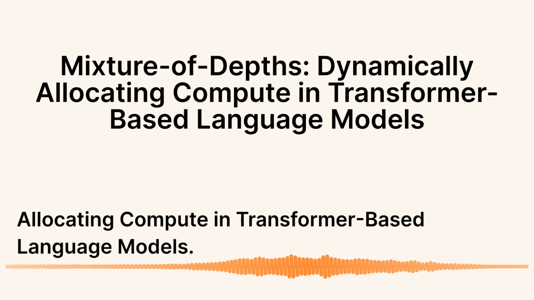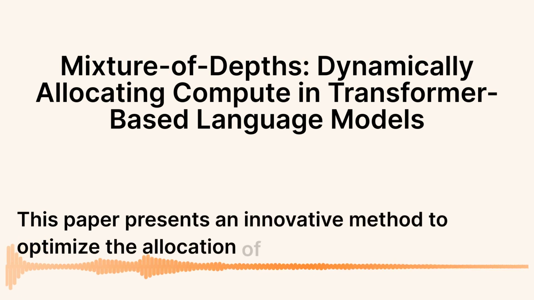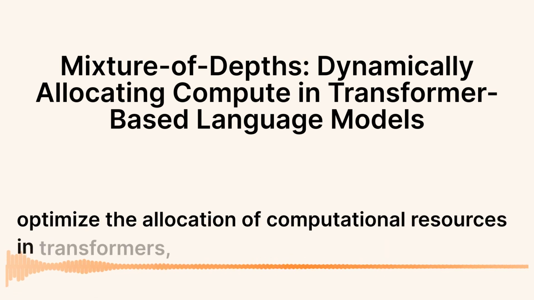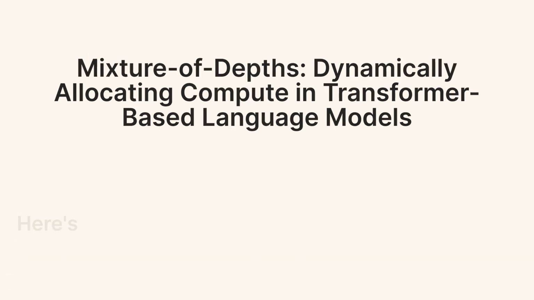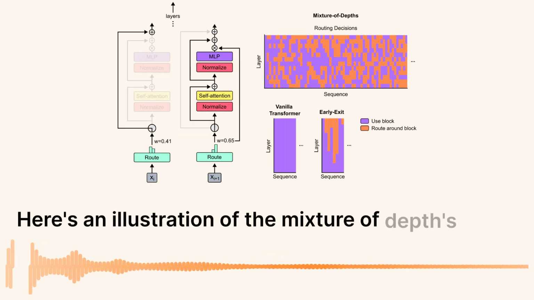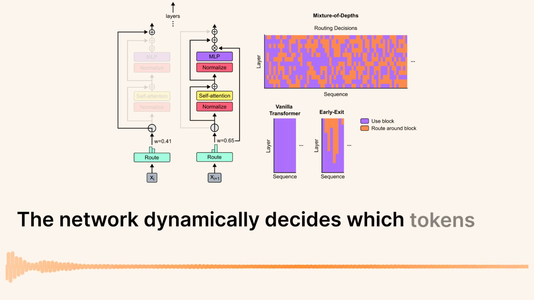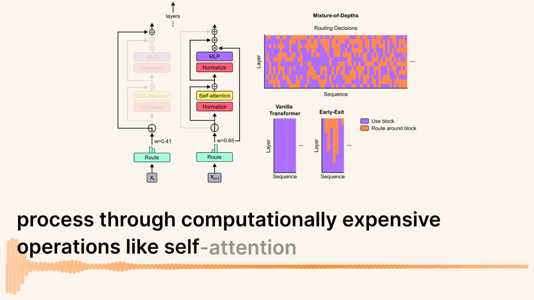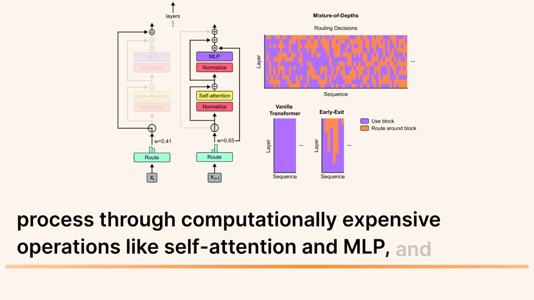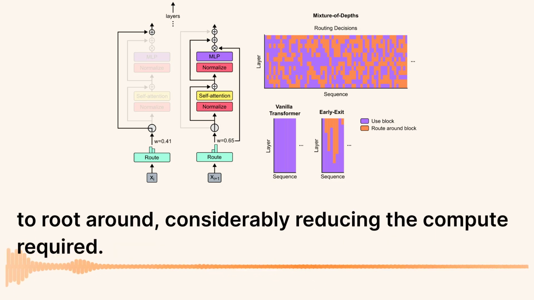Today, we're diving into a fascinating research paper titled Mixture of Depths: Dynamically Allocating Compute in Transformer-Based Language Models. This paper presents an innovative method to optimize the allocation of computational resources in transformers, enhancing both efficiency and performance. Here's an illustration of the Mixture of Depths transformer. The network dynamically decides which tokens to process through computationally expensive operations like self-attention and MLP, and which to route around, considerably reducing the compute required.